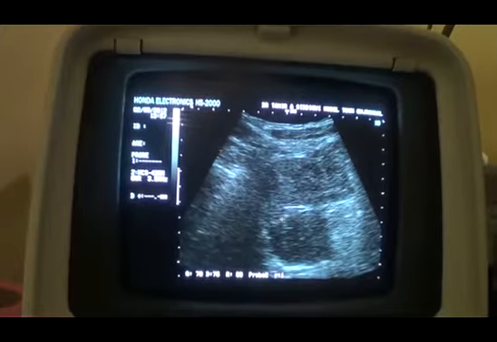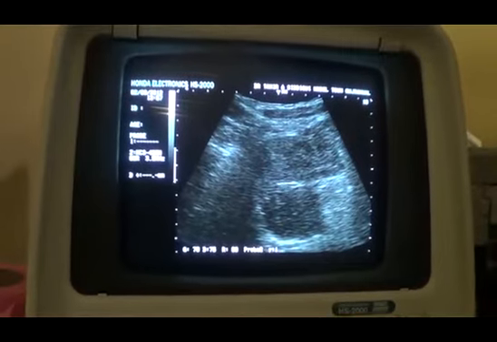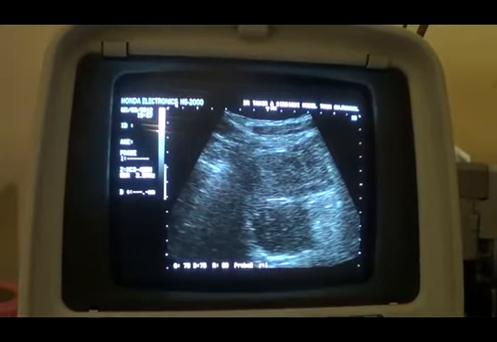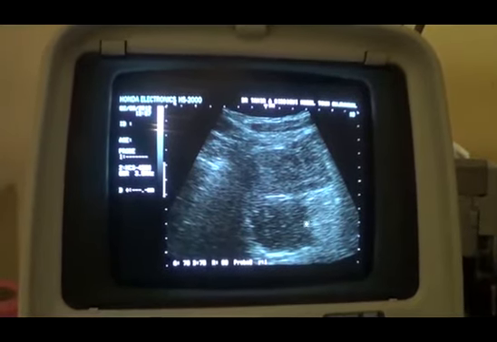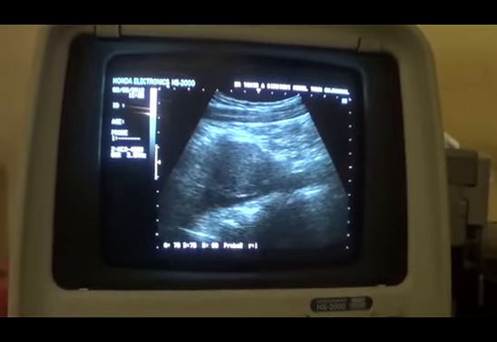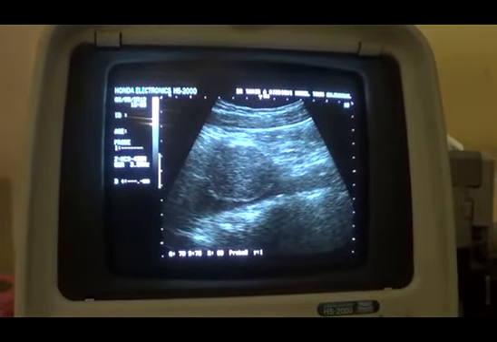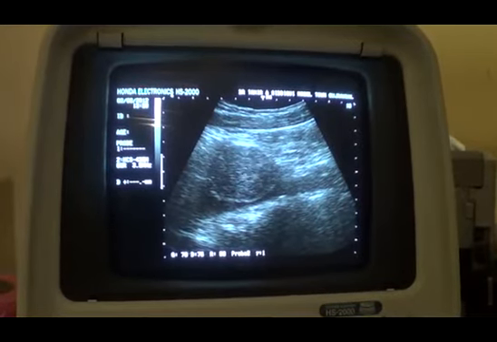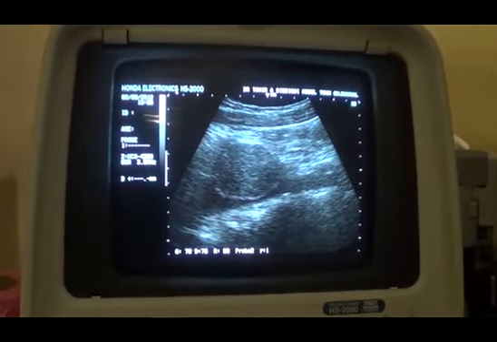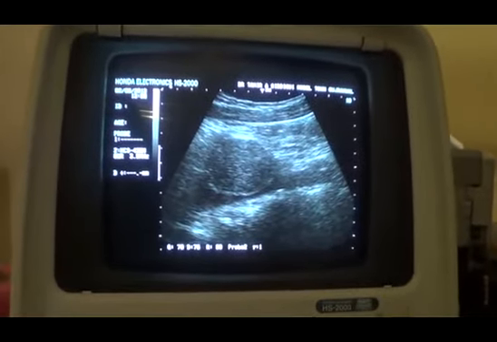This is the hypoechoic mass, very well demarcated. No posterior wall acoustic enhancement. This is another one. No calcification within it. And on the right side, this is the right iliac vessel, and this is a very well demarcated hypoechoic solid mass. There is no posterior wall acoustic enhancement, and no calcification is seen within it.